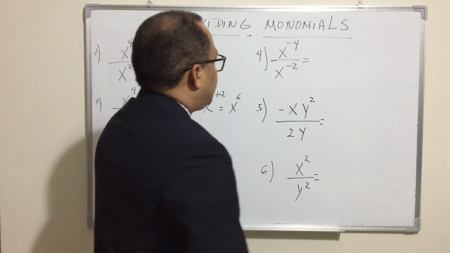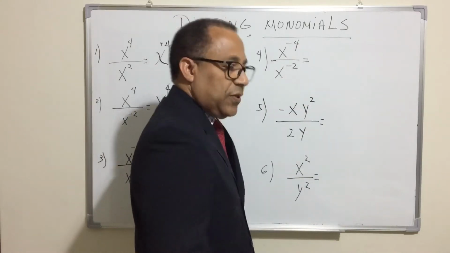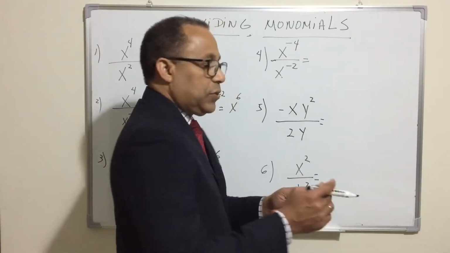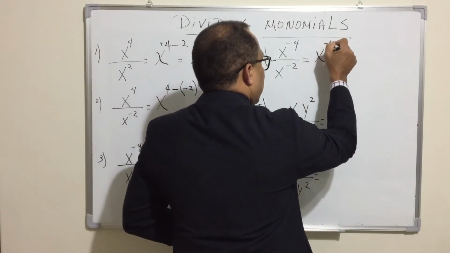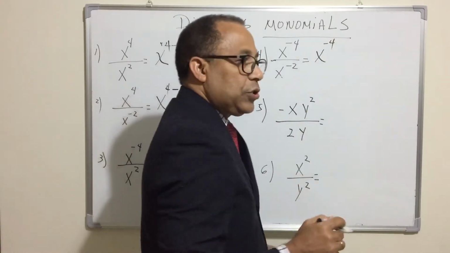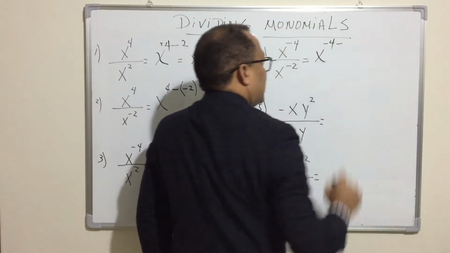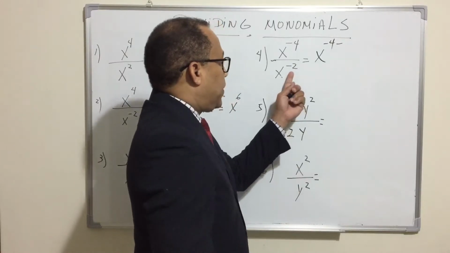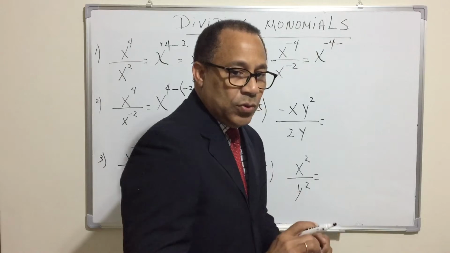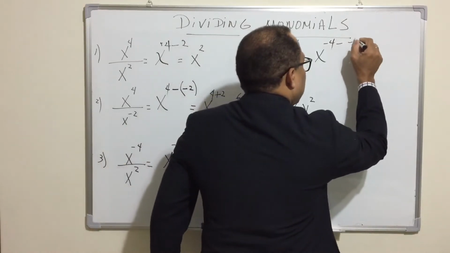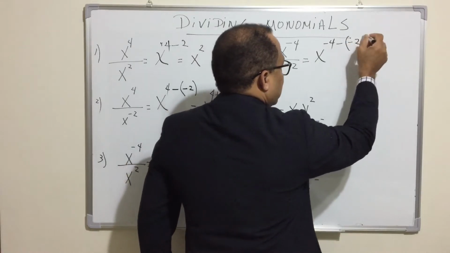Let's see number 4. Number 4 says x to the negative 4 divided by x to the negative 2. Once again, I'm going to subtract exponents. Copy the x to the negative 4, and then I'm going to subtract. Since I'm going to subtract, I copy the negative sign. And then I copy the exponent here, which is a negative 2. So I need to put negative 2 right here. And since I have these two signs like this, I use a parenthesis.